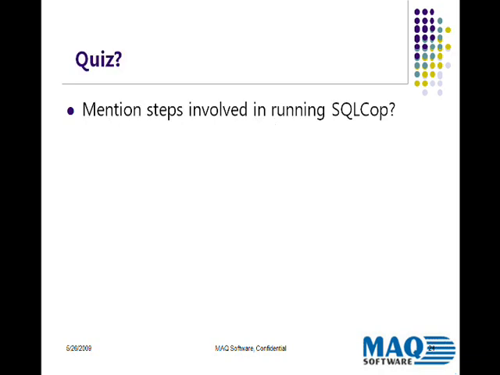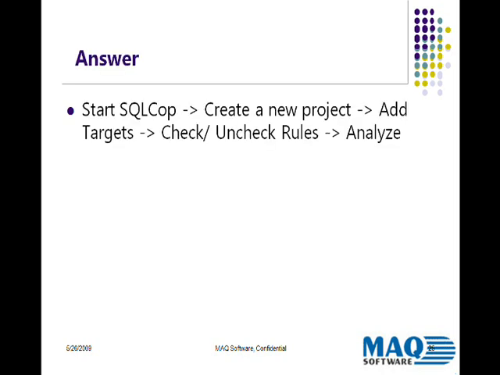What are the steps involved in running SQLCop? SQLCop is a 4-step process: you create a new project, add the target script files, customize by checking or unchecking rules based on your requirements, and analyze. After analysis, SQLCop will give you the set of warnings that need to be fixed.